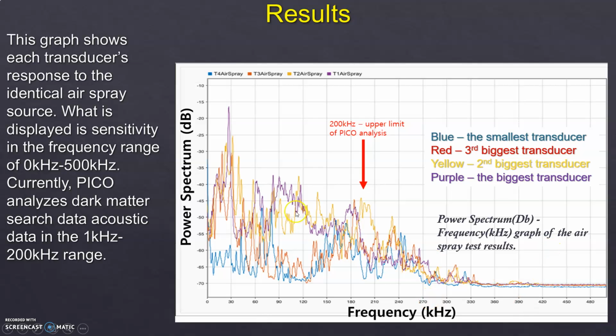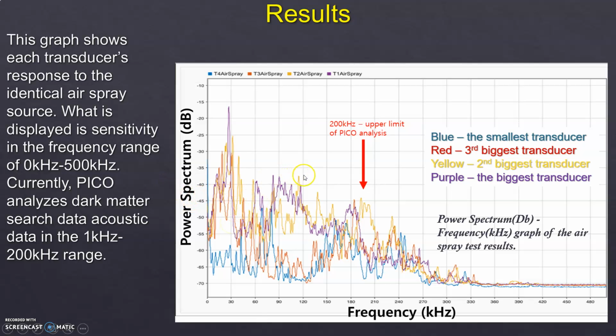The blue one is the smallest transducer, the red one is the third biggest transducer, the yellow one is the second biggest transducer, and the purple one is the biggest transducer that I made. In general, the biggest transducer had more sensitivity than the smallest one right here. And the graph is in logarithmic scale, so that means the small gap here in this graph is a large difference outside of the graph.